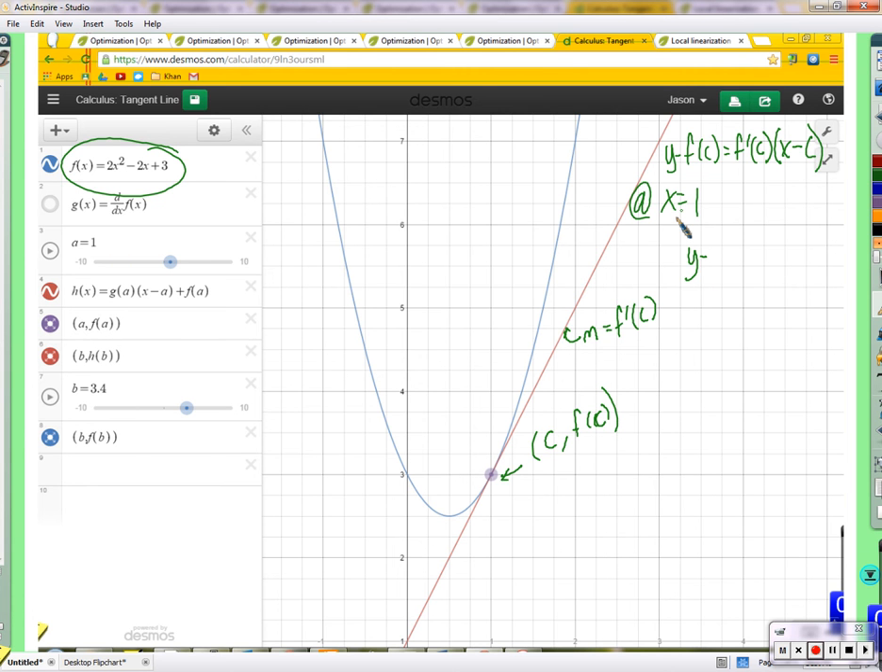3. So y minus 3 equals, okay, if I want to find f prime, I need to find f prime. f prime of x is 4x minus 2. f prime of what? 1 is what I want to find. So that's 4 minus 2, that's 2. So the slope of our tangent line is 2 over 1 times x minus 1. And so y, you could say, equals 2x minus 2 plus 3. Does that make sense? Okay. And so y equals 2x plus 1.